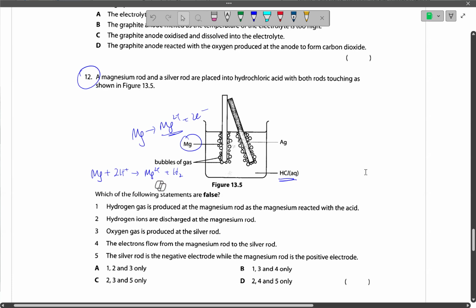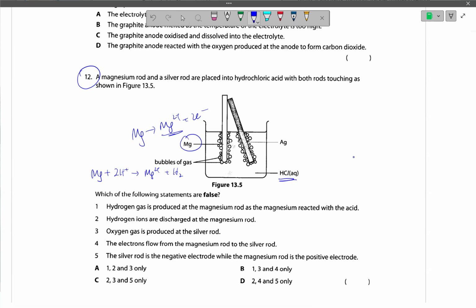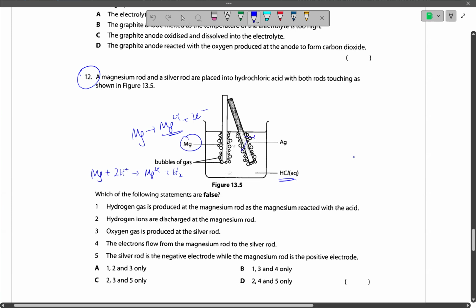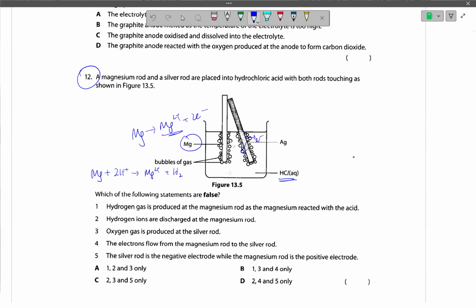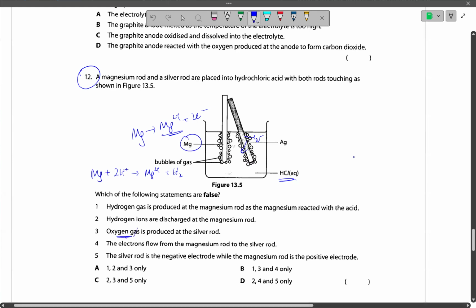Let me see what's this question here. Okay, let's look at the most obvious one first. Oxygen is produced at the silver rod. Oxygen produced here. Is it possible? Because electrons will flow from here, electrons will come out. So electrons coming out means the hydrogen will form here. No, it's definitely not. It's not oxygen gas. Okay, this is wrong. It's hydrogen gas rather.